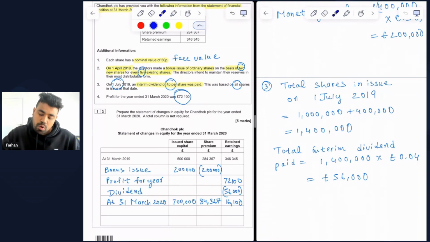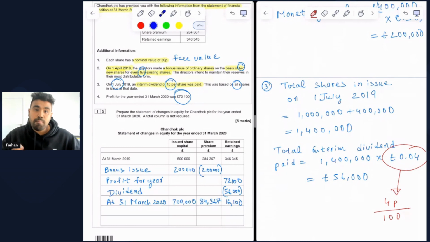Now, you might also wonder, how did we get 0.04 pounds? So let me just show you a quick demonstration. So we know that the interim dividend was 4 pence per share. If you want to convert from 4 pence to a pound, you just simply divide with 100.